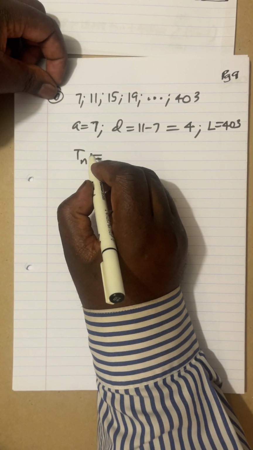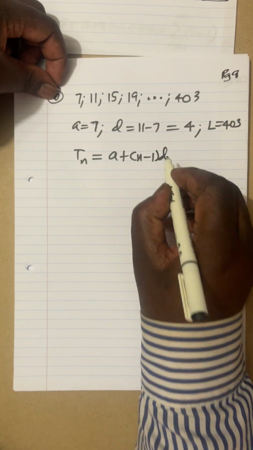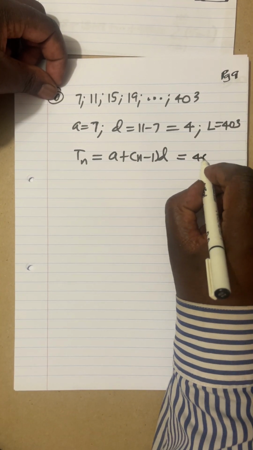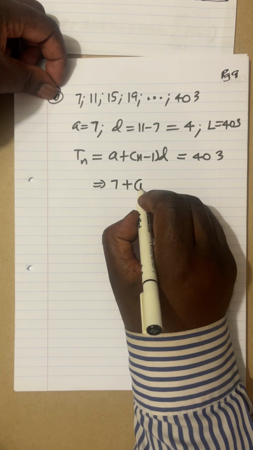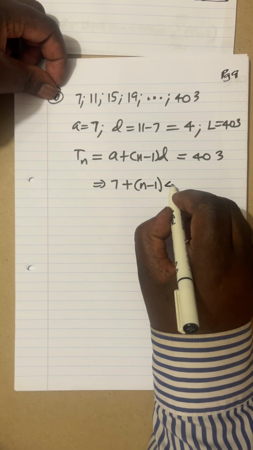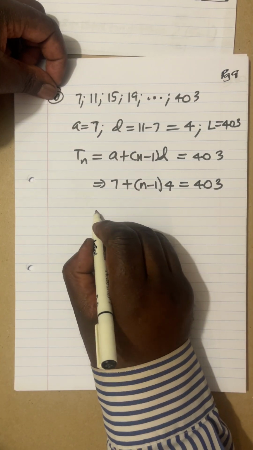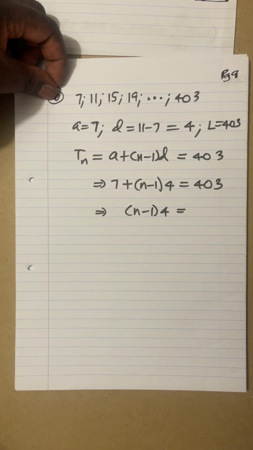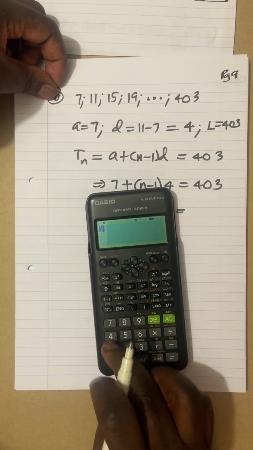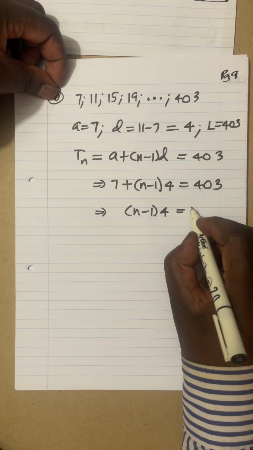So we're going to say T subscript n. We are told this is arithmetic, so it's a plus n minus 1 times d. This should be equal to 403. The first term is 7, plus n minus 1, and the common difference is 4. The answer is 403. Subtract 7 from both sides. We get n minus 1 times 4 equals 403 minus 7, and the answer is 396.